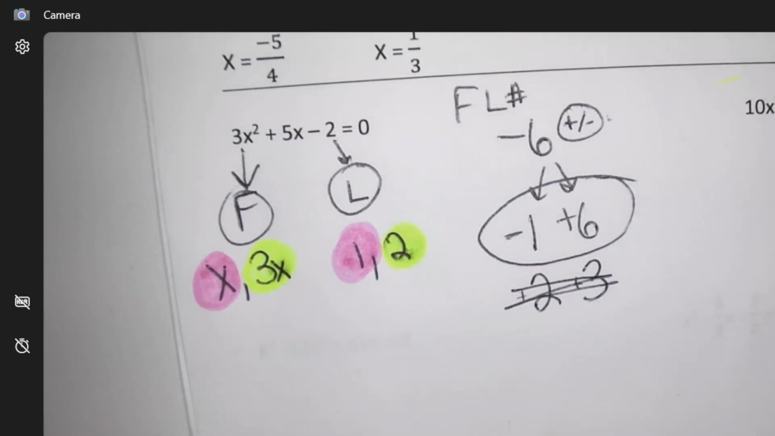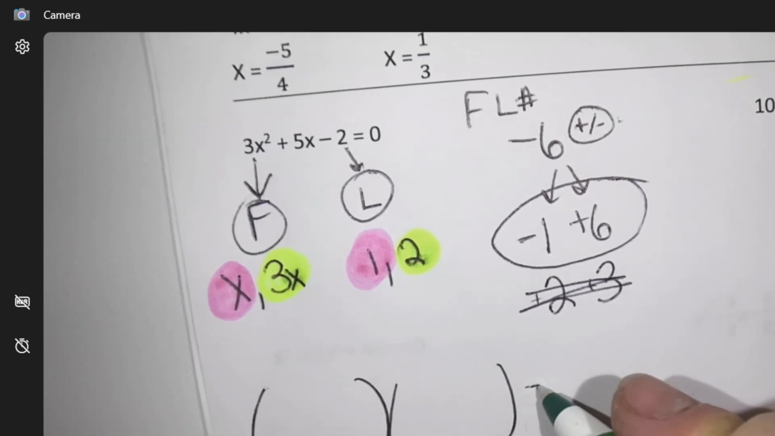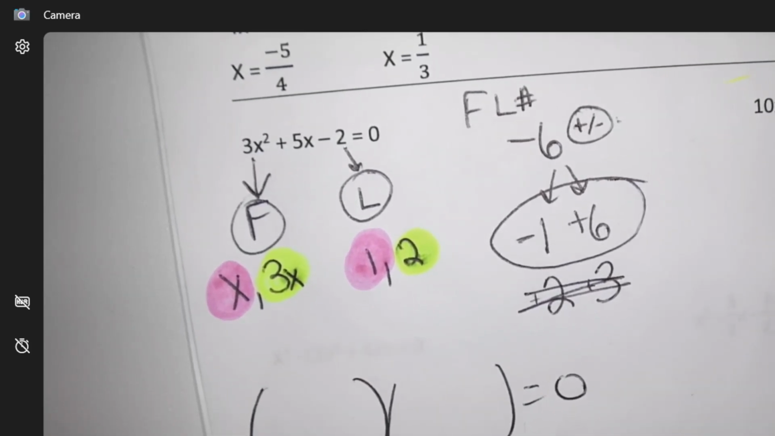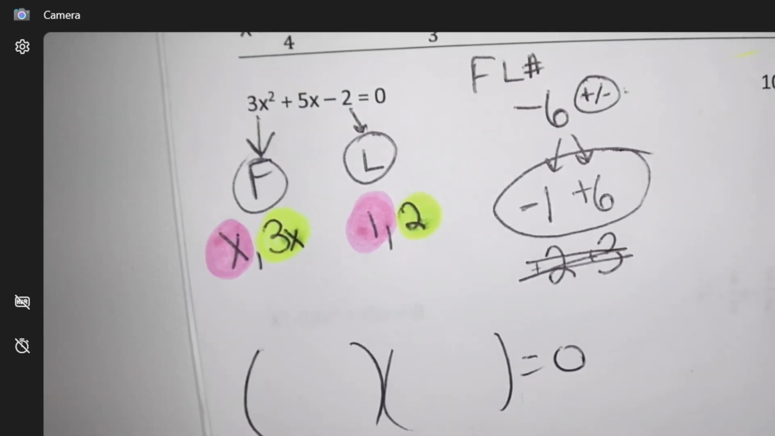Okay, do you see my partnerships now? I have a 1x and a 6x. Okay, so let's line them up. So we have our factors, remembering that we always have to be equal to 0. Always equal 0 every time you see an equation. So if there's not a 0 there, you got to maneuver it.